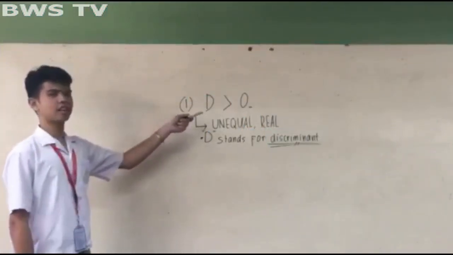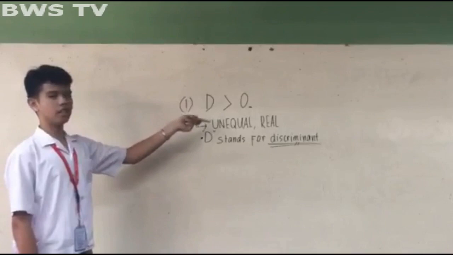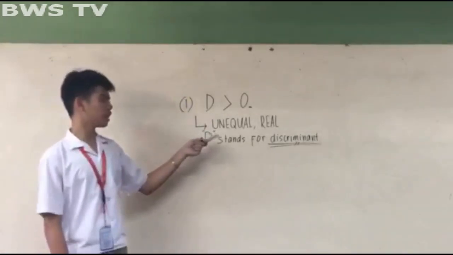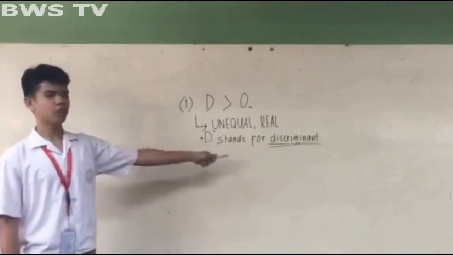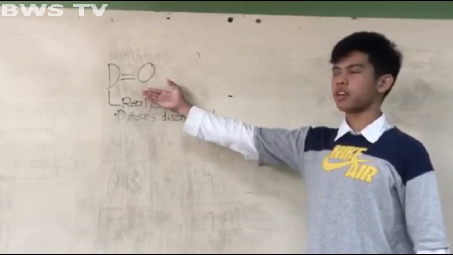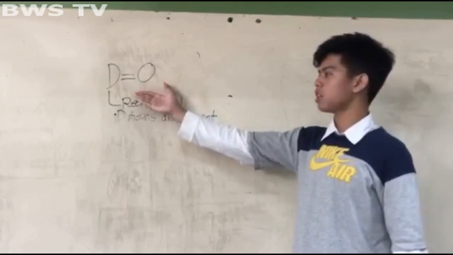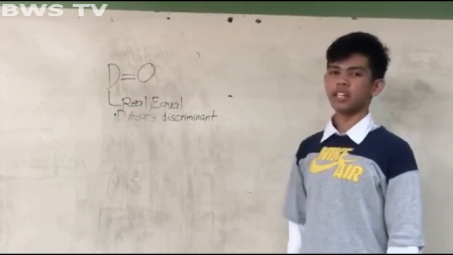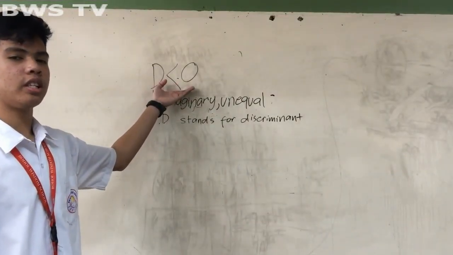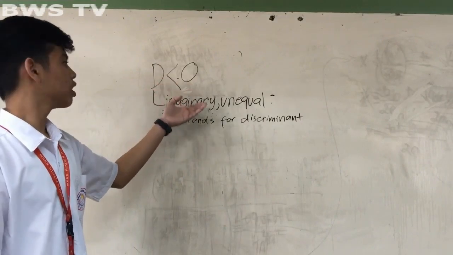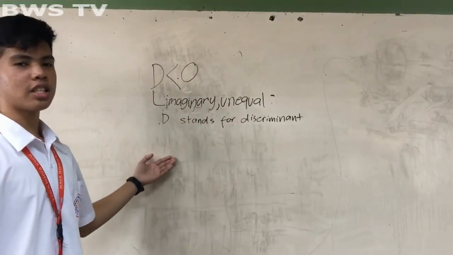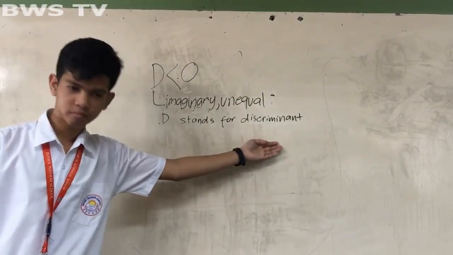This is the first kind, wherein D is greater than 0, meaning unequal or real. D stands for discriminant. And this is the second situation, wherein D is equal to 0, meaning real and equal. Again, D stands for discriminant. This is the third situation, wherein D is less than 0, meaning imaginary and unequal. Again, D stands for discriminant.